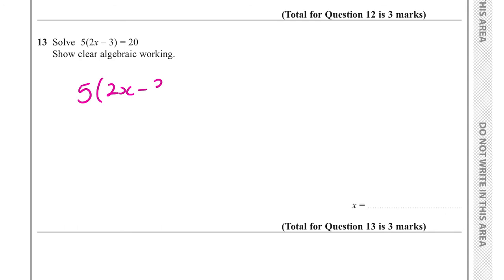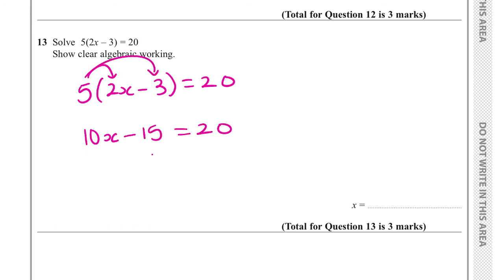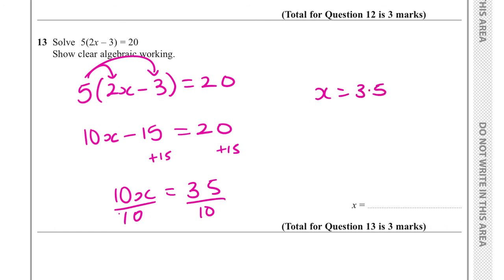5 lots of 2x minus 3 equals 20. 5 times 2x is 10x. 5 times negative 3 is negative 15. This equals 20. So I'm now going to add 15 to both sides. So 10x equals 35. And then divide both sides by 10. So x equals 3.5. And you can see that we've shown every step of our working.